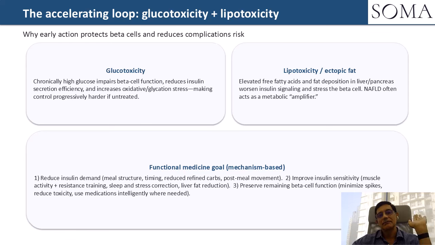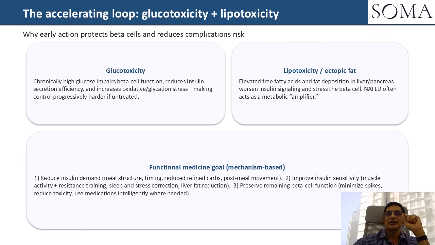High glucose impairs beta cell function and insulin secretion. High fatty acids and ectopic fat increase cellular stress and worsen insulin signaling. So together, glucotoxicity and lipotoxicity accelerate beta cell failure and deepen insulin resistance. That is why waiting with uncontrolled glucose is harmful, because it is not just a number, it is ongoing metabolic injury.